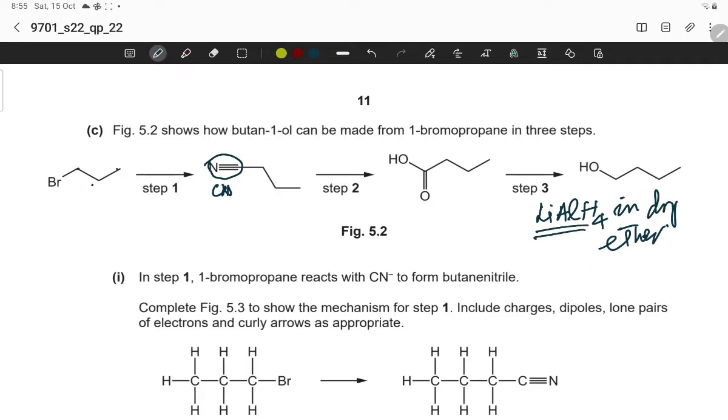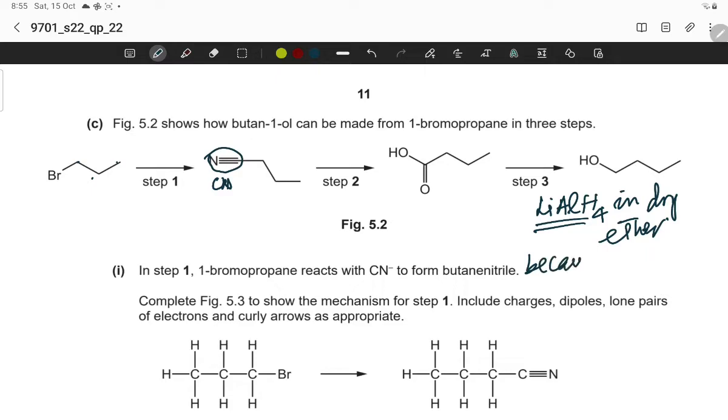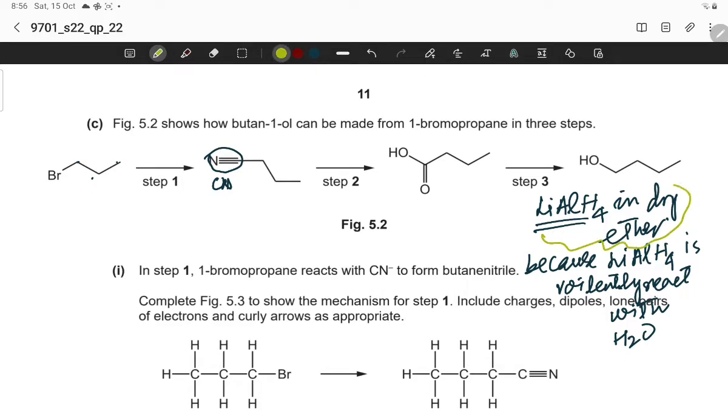Because lithium aluminium tetrahydride reacts violently with water, that's why this reagent is used, and carboxylic acid is only reduced to primary alcohol by using lithium aluminium tetrahydride.